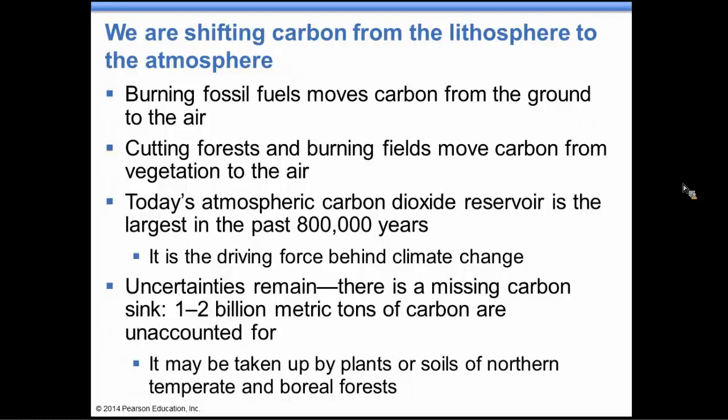So in addition, cutting down forests removes carbon from the pool of vegetation and releases it to the air. And if less vegetation is left on the surface, there are fewer plants to draw CO2 back out of the atmosphere. So the ongoing flux of carbon into the atmosphere is the driving force behind today's anthropogenic, or human-influenced, global climate change. Some of the excess CO2 in the atmosphere is now being absorbed by the ocean water, and this is causing ocean water to become more acidic, leading to problems that threaten many marine organisms. And even with all this knowledge, our understanding of the carbon cycle is not yet complete.